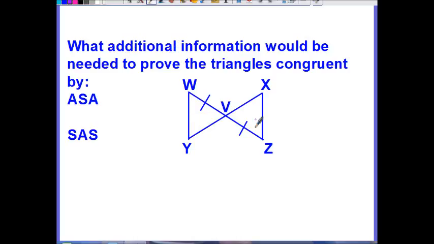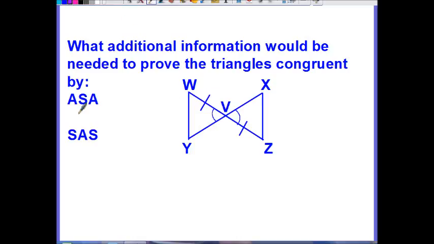What do I know by looking at my picture? What's going on here? Well, hopefully we're seeing those bow tie vertical angles. That's not something that needs to be stated. That's something we already know. So now, we have our two pieces of information, one that's given to us and one that we can determine on our own. What else would still be needed for angle, side, angle, and then side, angle, side? Let's see what you can come up with.